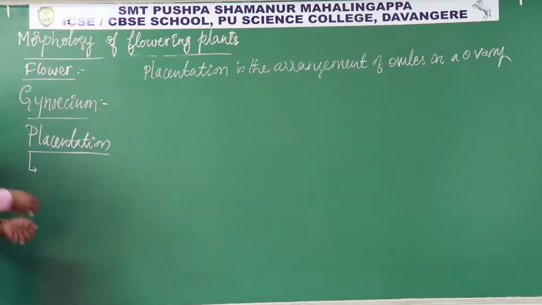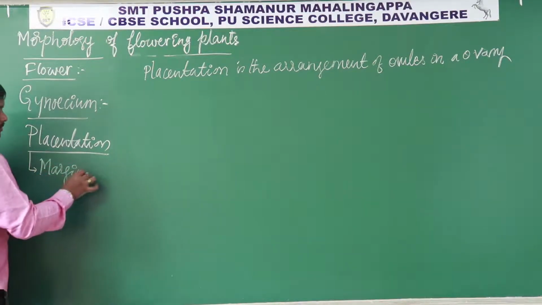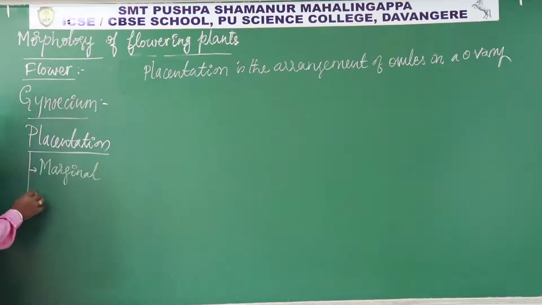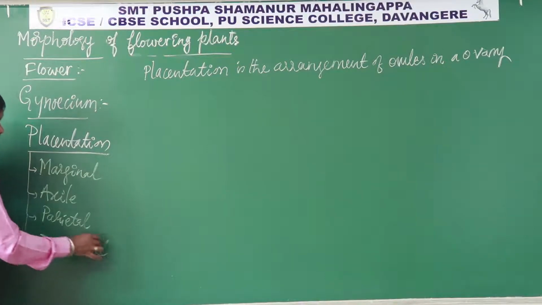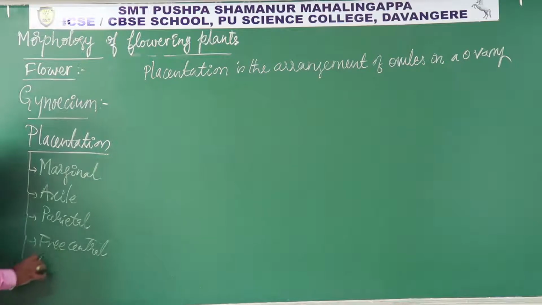So placentation may be marginal placentation, axial placentation, parietal placentation, free central placentation, or basal placentation. Totally 1, 2, 3, 4, 5, 5 types of placentation were there. Okay. So let us discuss one by one.